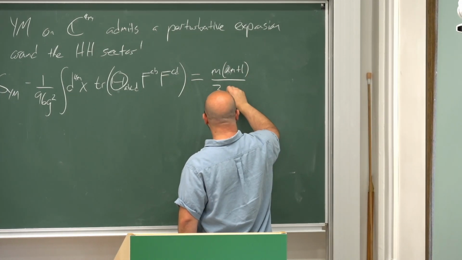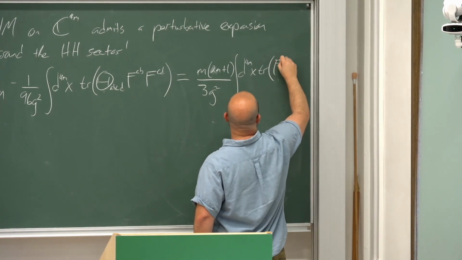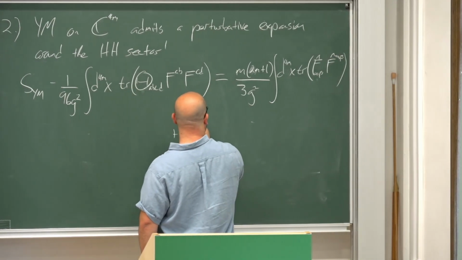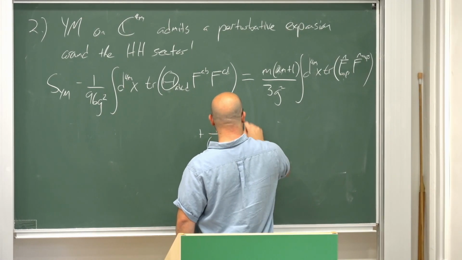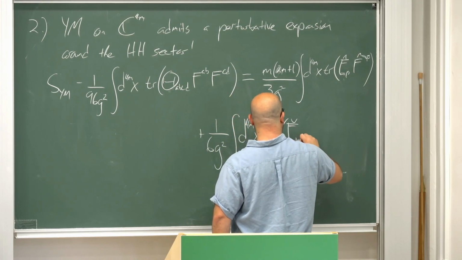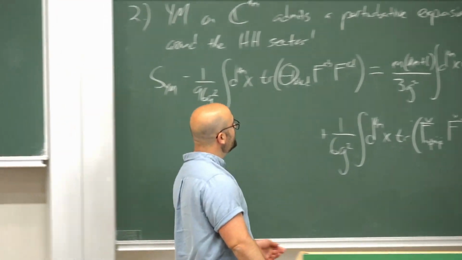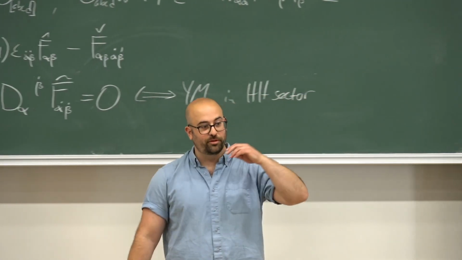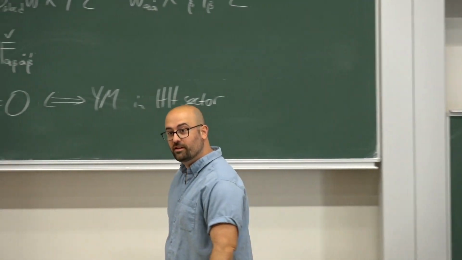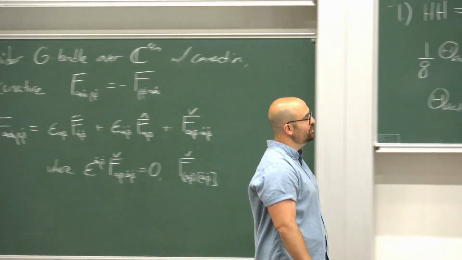2m plus 1, or 3, g squared integral d^{4m}x trace f hat alpha beta, f hat alpha beta, plus whatever 6 g squared integral. Okay, so in particular, you can remove the hyperholomorphic field strength from the Yang-Mills action, the same way that you can remove the self-dual part of the field strength from the Yang-Mills action in 4 dimensions.